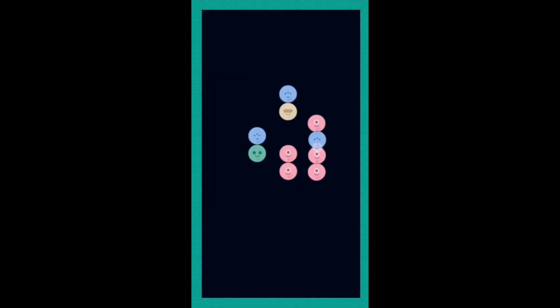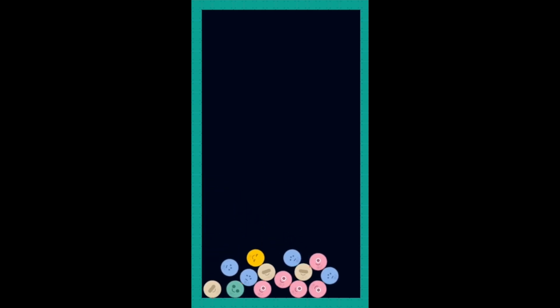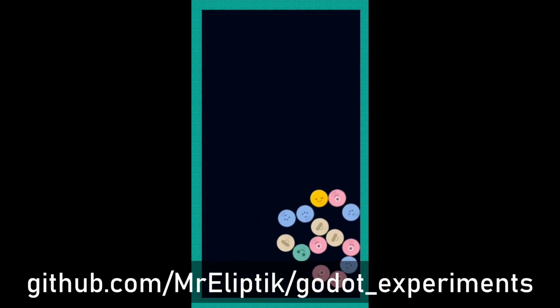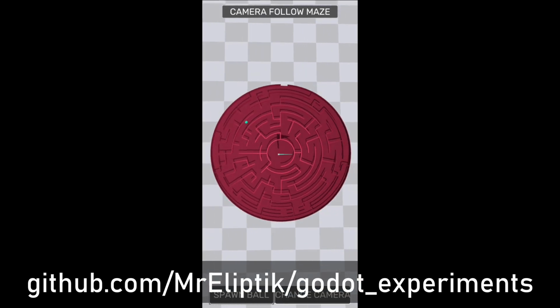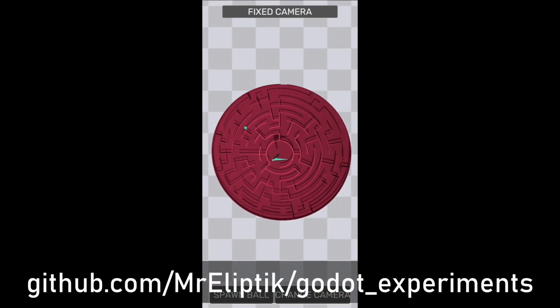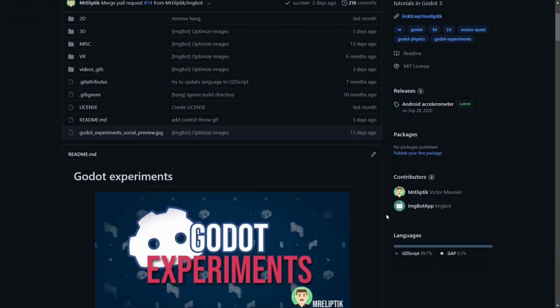In the past, I've made two other examples to show you how you can use the accelerometer. This one shows you how to set the gravity in 2D based on the device orientation, and this one controls the maze orientation. This is a common use case in video games, as we've seen recently from Breath of the Wild, for example.